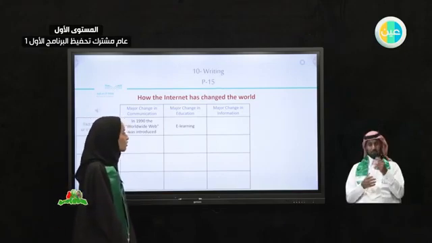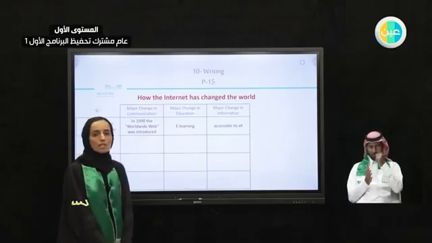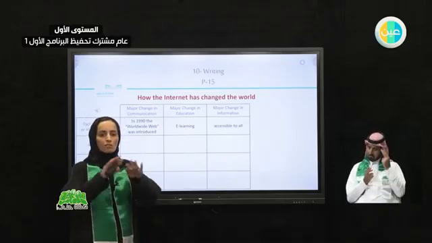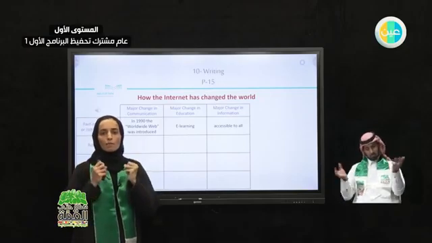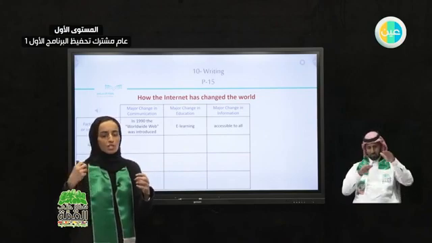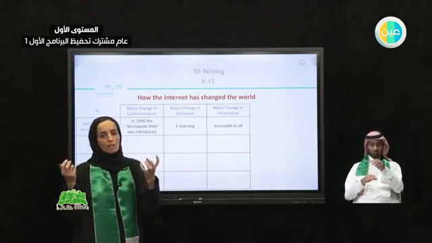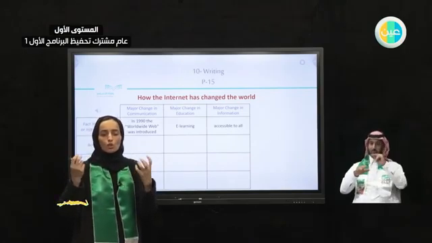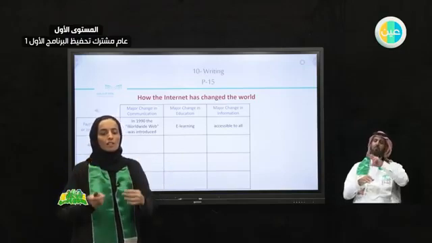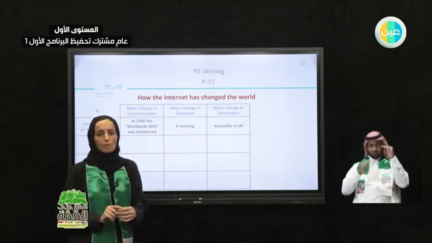Major change in information. It is accessible to all. What is the meaning of accessible? It means everyone can get the same thing. People are equal. So information is not just for, let's say, male or female, not for young or old people. It is for everyone. Everyone can get that with just one click.